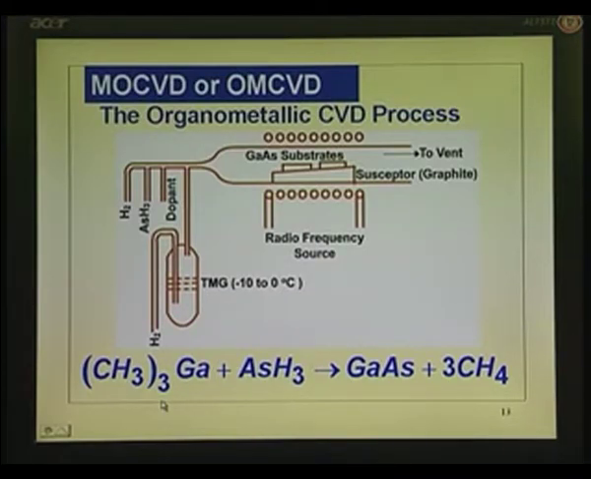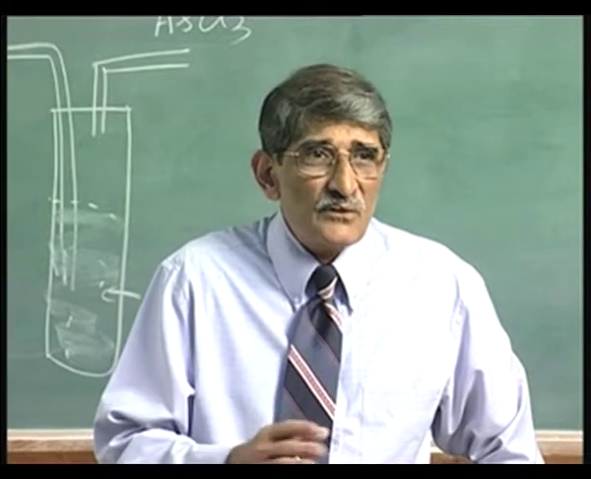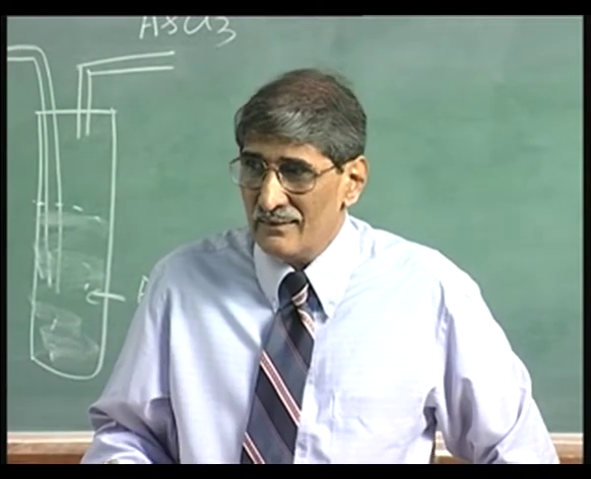Such a process is not possible with the other two processes which we have discussed, because for the aluminum compound you have to realize you have to go to 1100 degrees centigrade. Whereas here the aluminum compound is an organometallic compound or metal organic compound, trimethyl aluminum. This is one of the key merits of MOCVD.